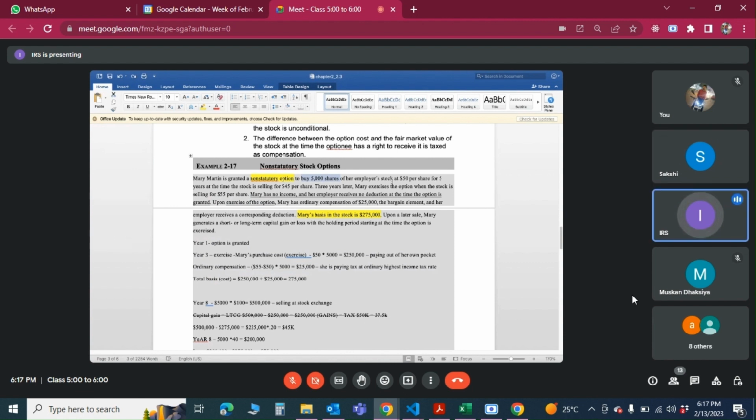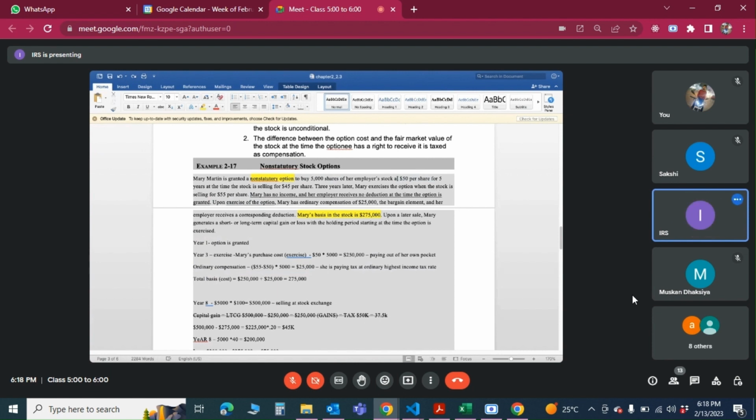At the time of grant, the option to buy at $50 per share. So if she is going to buy it, she's going to buy it at $50 per share. So please write down the cost or the buying price for Mary is $50.